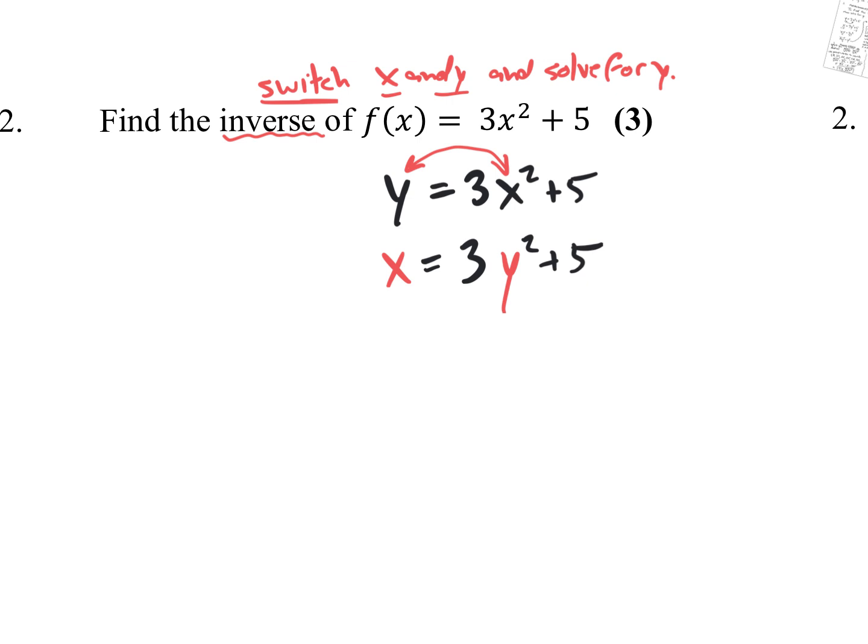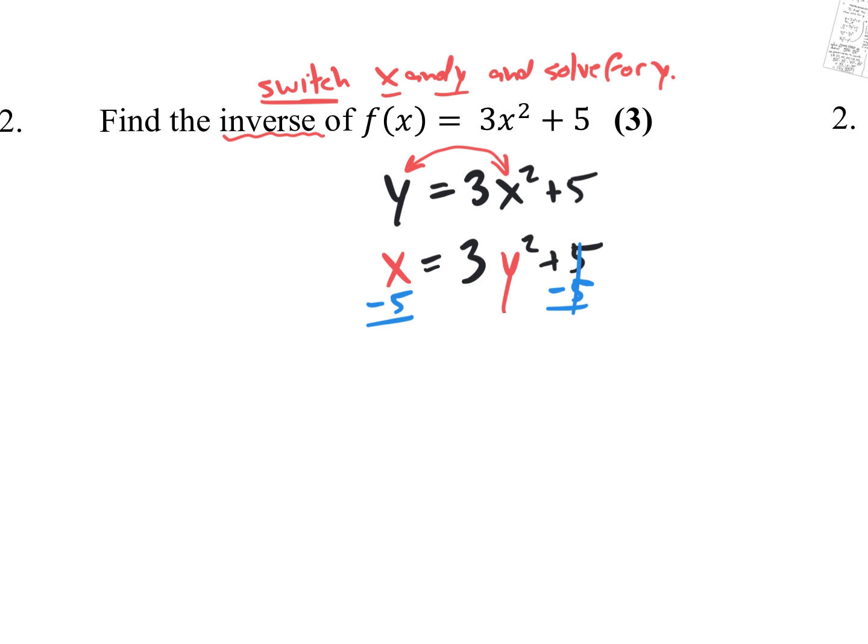So now that we've switched x and y, you're going to have to solve for y. So here's y. It's on the right side of the equal sign. It's definitely not by itself. There's a 3, there's an exponent, there's a plus 5. What do you get rid of first? You should get rid of that plus 5 first by subtracting 5 and subtracting 5.